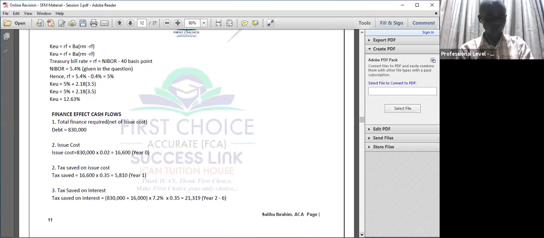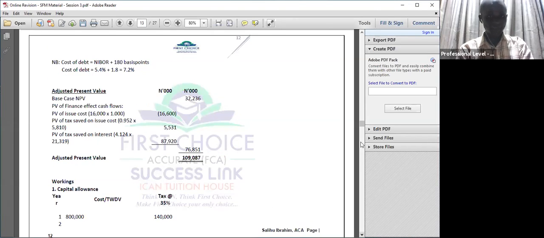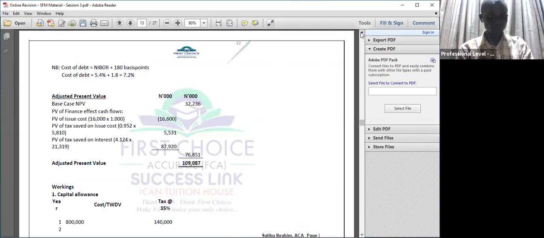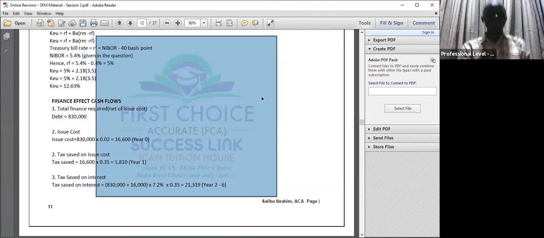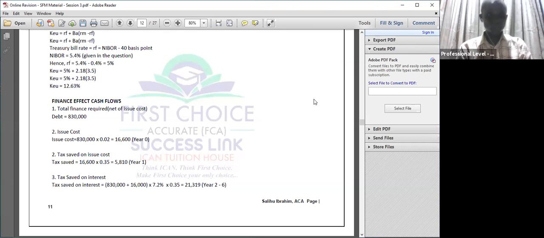Now, we have to go and sort the PV of finance effect cash flow. Let's sort the finance effect cash flow first. Don't forget, I gave you the template that we need to follow yesterday. I believe you have that template with you. On that template, what did I say is the first thing you have to do? Compute the total finance requirement for this project. What is the total finance that the project will require?